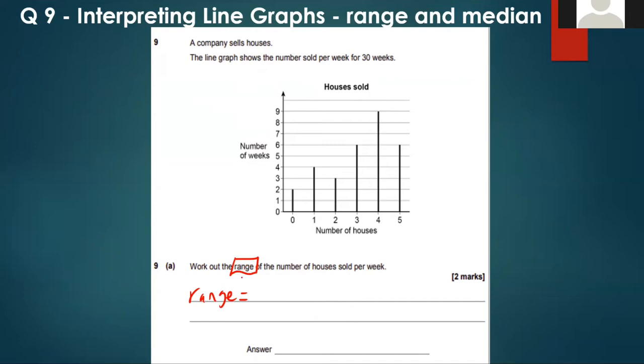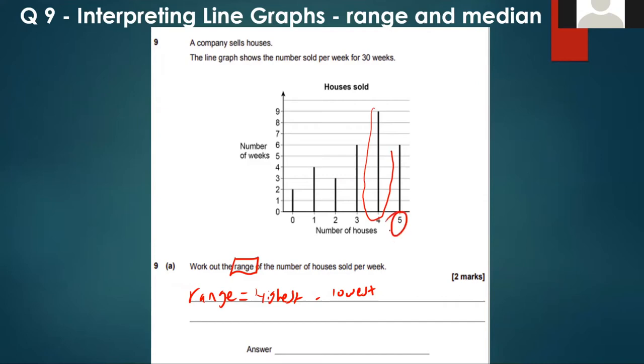Range is actually the spread between the highest and the lowest. The range is equal to the highest number, take away the lowest. So what we have to do is interpret this line graph and see what the highest number is. Well, the highest one is actually 5, okay? And a lot of people might go for 4, and think it's 4 take away 0, okay? A lot of people think that's the biggest because it's got the longest line. But actually, it's not. It's the highest to the lowest.